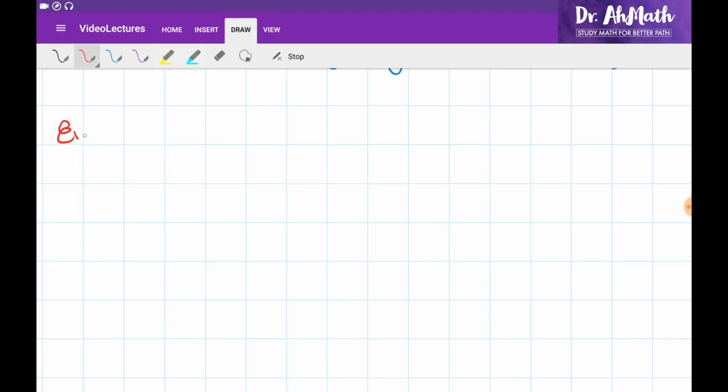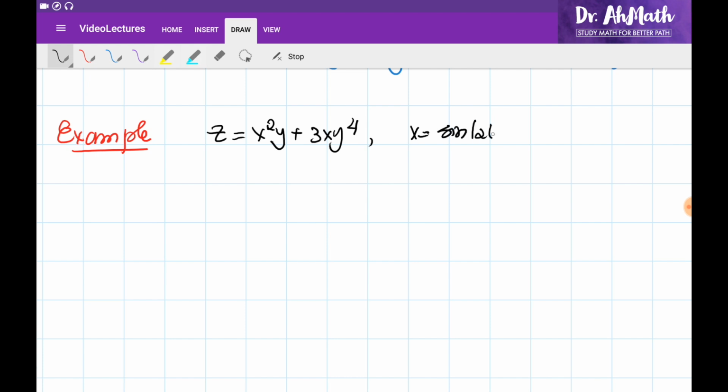Let's do an example. So let's solve the exercise. We are given z equal to x squared y plus 3xy to the power of 4, where x is given as sine of 2t, and y is equal to the cosine of t. And we need to find the derivative of the z with respect to the t, at t equal to 0.